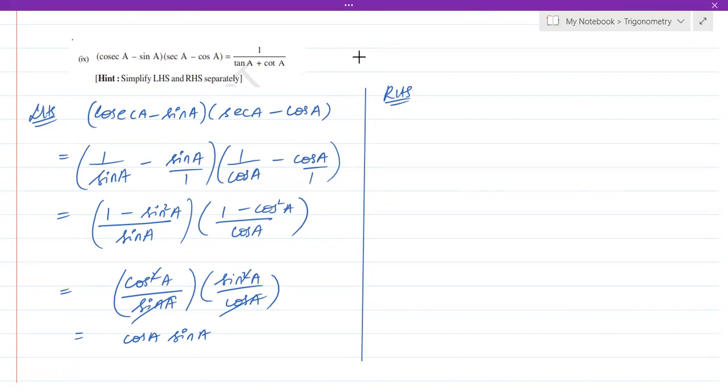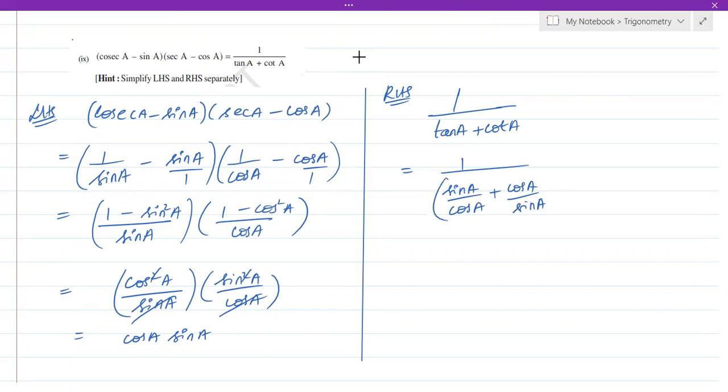What is our RHS? 1 by tan A plus cot A. Now, is there any identity for tan A plus cot A? No, there is no identity. If there is no identity, what should we do? Convert everything to sine and cos. So sin A by cos A plus cot A can be written as cos A by sin A. After conversion, we have to take LCM. So let's take the LCM.